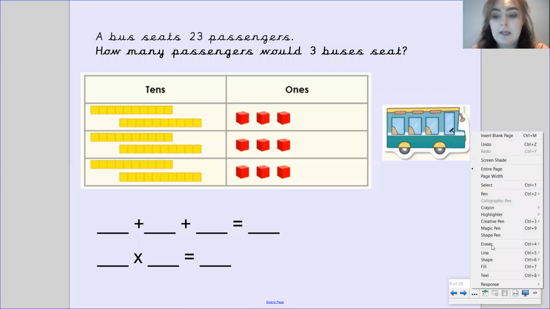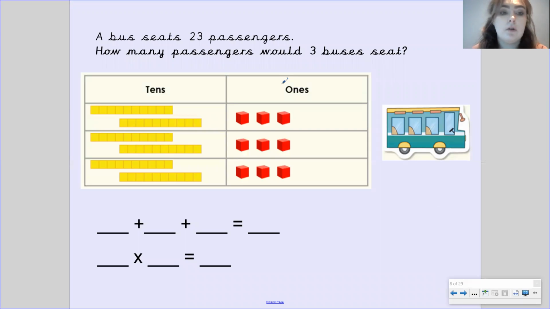So if we have a look here using our question, we've got a bus seats 23 passengers, and we want to find how many passengers that 3 buses will seat. So here you can see we've drawn out our 3 buses. This is bus number 1, this is bus number 2, and this is bus number 3. And then within each bus we have drawn 23. So you've got 3 ones and 2 tens. Now, how would we write this as a repeated addition sentence? Pause the video and have a go on a piece of paper or your whiteboard.